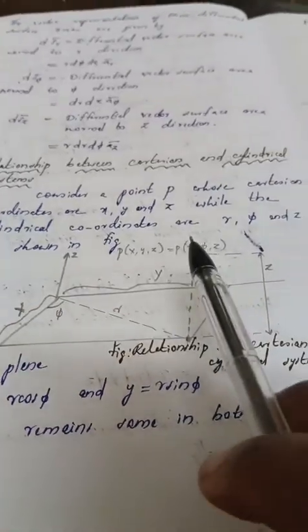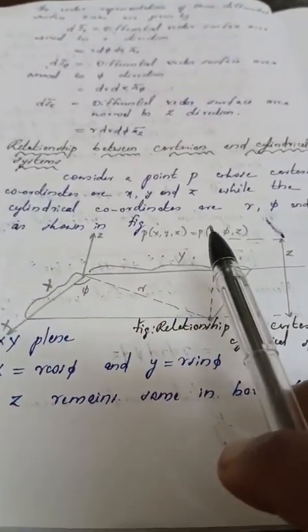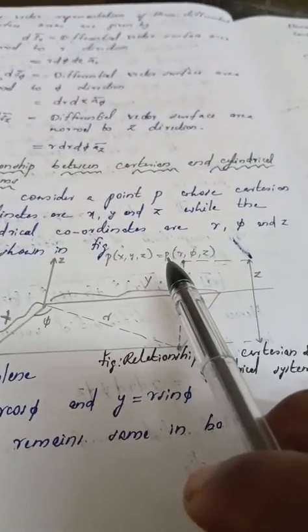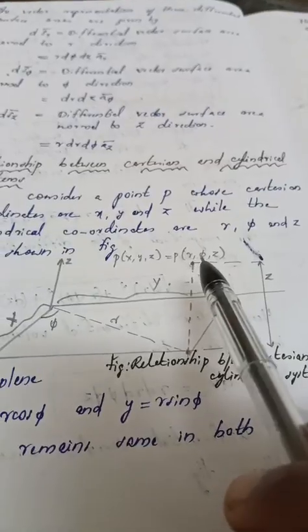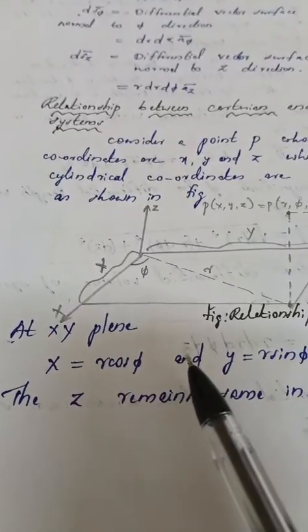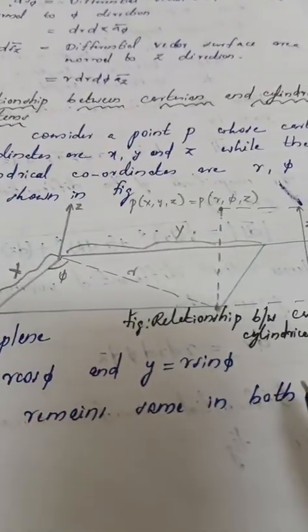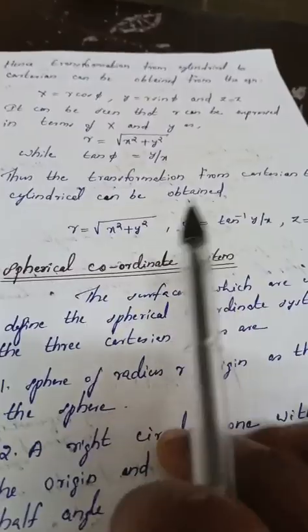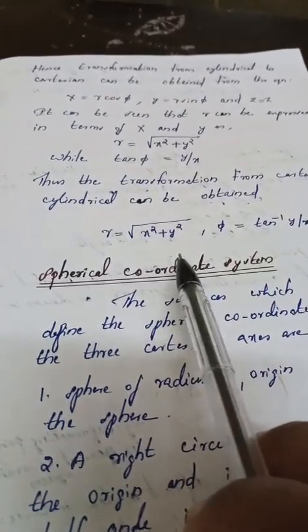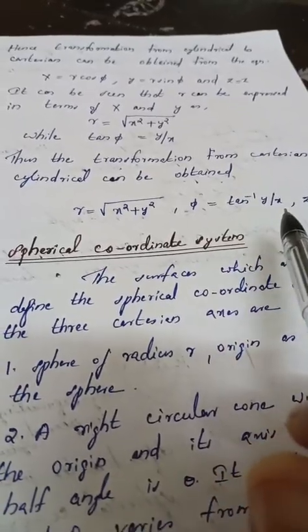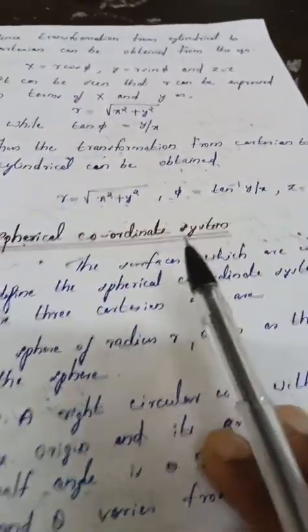Then the relationship between Cartesian and cylindrical systems. Consider a point P whose Cartesian coordinates are x, y, z. Cylindrical coordinates are r, phi, z. At xy plane, x equal to r cos phi, y equal to r sin phi. The transformation from Cartesian to cylindrical can be obtained by r equal to root of x square plus y square, phi equal to tan inverse of y by x, z equal to z.